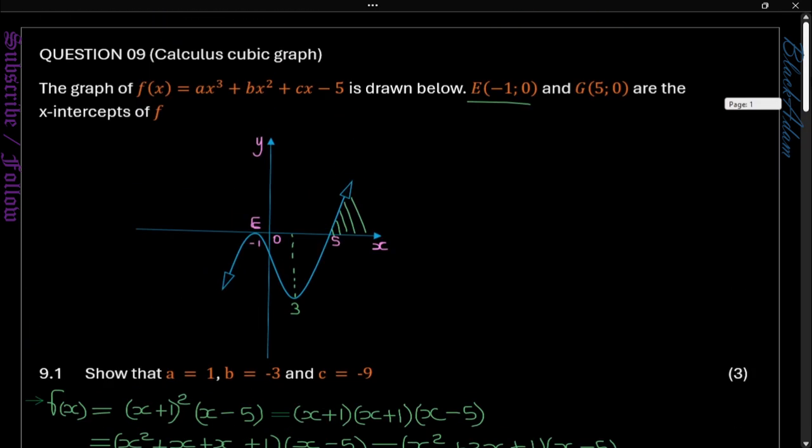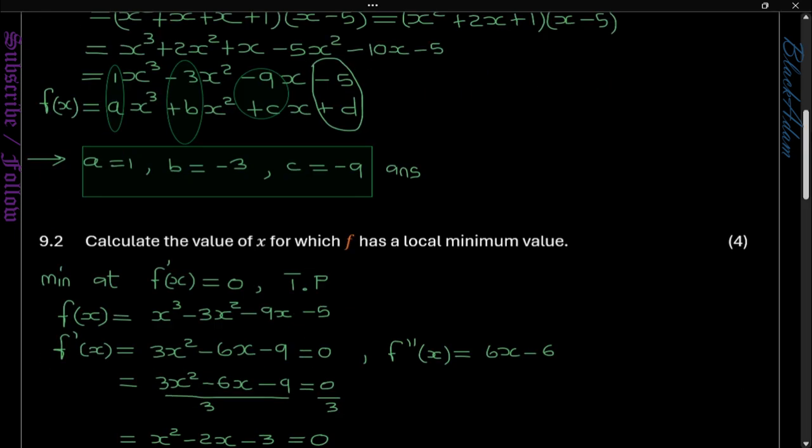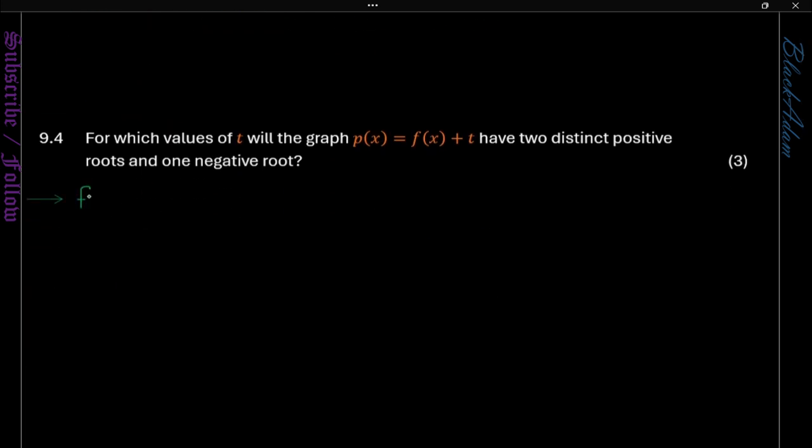Okay, and then from there we have to solve for the next question. So we need to find the y-intercept at -5, and then we have 3 is to y. And then we have f of x, which is substituting x for 3, will give us 3 to the power 3 minus 3 times 3 to the power 2 minus 9 multiplied by 3 minus 5.